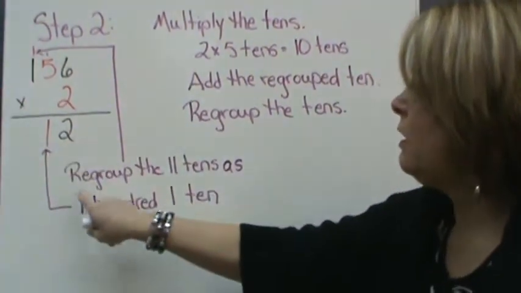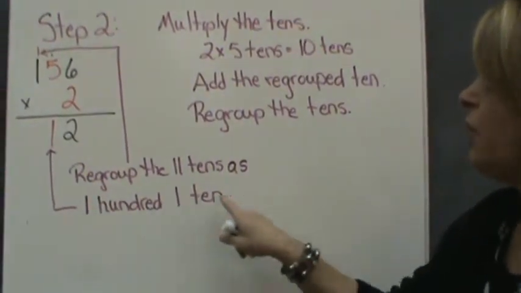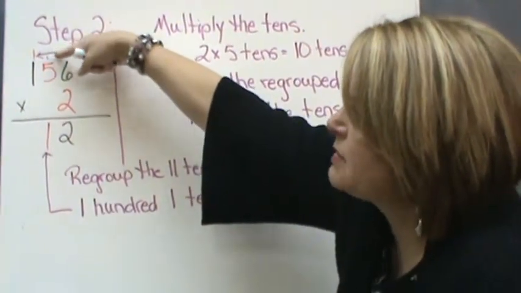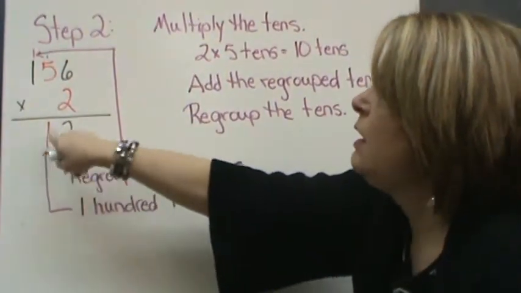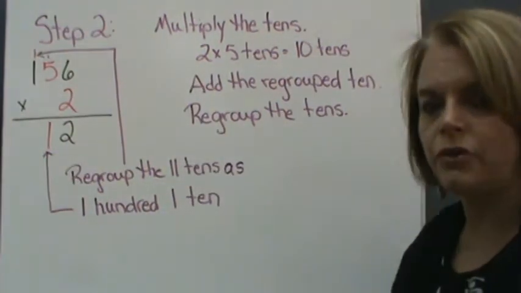Put my 1 here. I'm going to regroup the 11 tens as 100 and 1 ten. 2 times 5 is 10, plus that 1 is 11. Put the 1 here for the tens place. Carry the 1 up there for the hundreds.